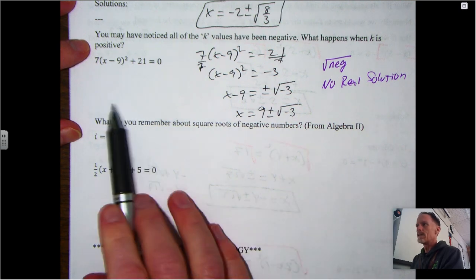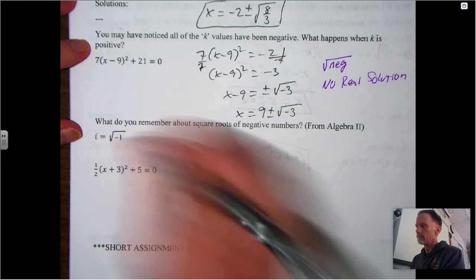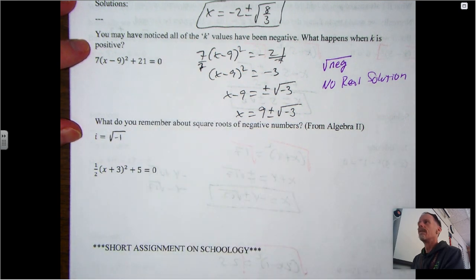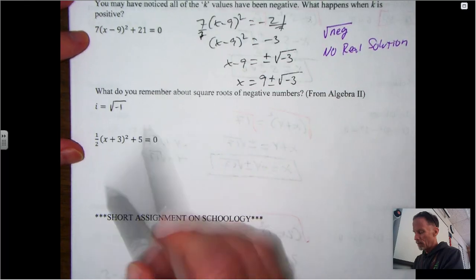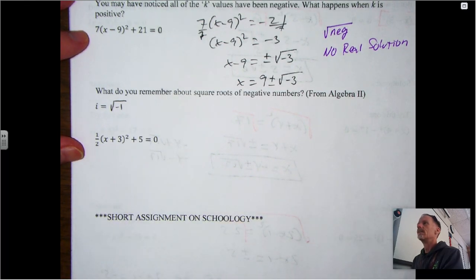So again, in a couple of days, we're going to be re-talking about i. If you remember, that's square root of -1. But again, we'll do that a little bit later on. Okay. Last example. Again, pause the video one more time. See if you can figure out what that is, and we'll finish that up.